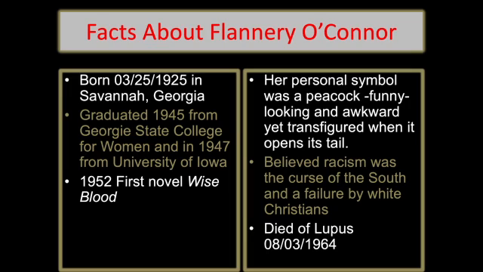And some facts about our author, Flannery O'Connor. She was born on March 25th, 1925 in Savannah, Georgia. And she graduated in 1945 from Georgia State College for Women and in 1947 from the University of Iowa. Her first novel was written in 1952 and called Wise Blood, and her personal symbol was a peacock. She thought it was her symbol because it was funny looking and awkward to her, and yet it transfigured when it opened its tail. She also believed racism was a curse of the South and a failure by white Christians, and you can see that in a lot of her essays. Flannery O'Connor died of lupus on August 3rd, 1964.